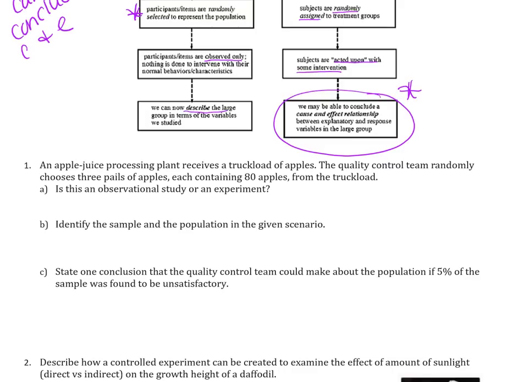All right, so starting off the bat, an apple juice processing plant receives a truckload of apples. The quality control team randomly chooses 3 pails of apples, each containing 80 apples from the truckload. Is this an observational study or experiment? Nothing is being done to the apples, we're simply observing them, so this is an observational study. The sample is the 3 pails. The population is the truckload.